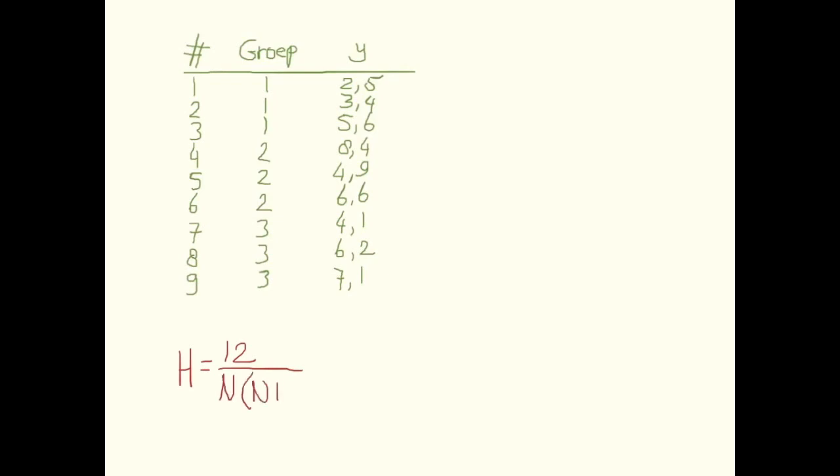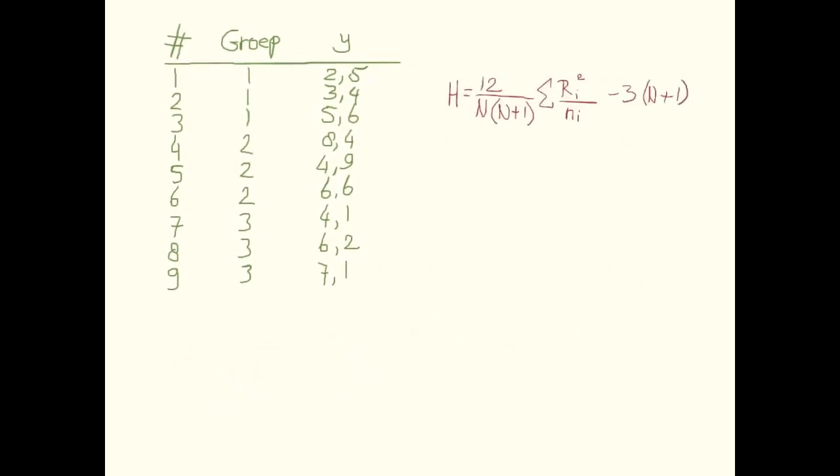H equals 12 divided by N multiplied by N plus 1. And this fraction is then multiplied by the sum of Ri squared divided by ni, minus 3 times N plus 1. N stands for the total number of participants, and the small n stands for the number of participants within a group or condition. R is not the correlation here, and R squared not the explained variance, but Ri stands for the sum of ranks for each group.